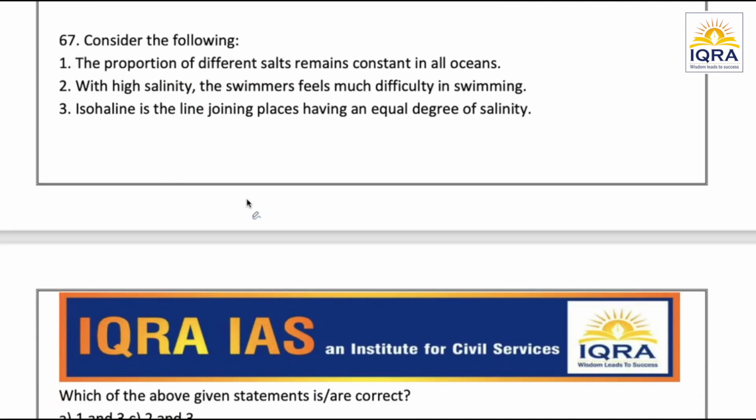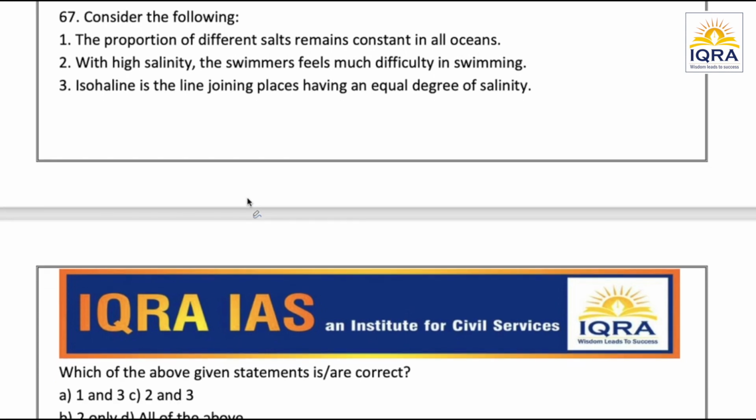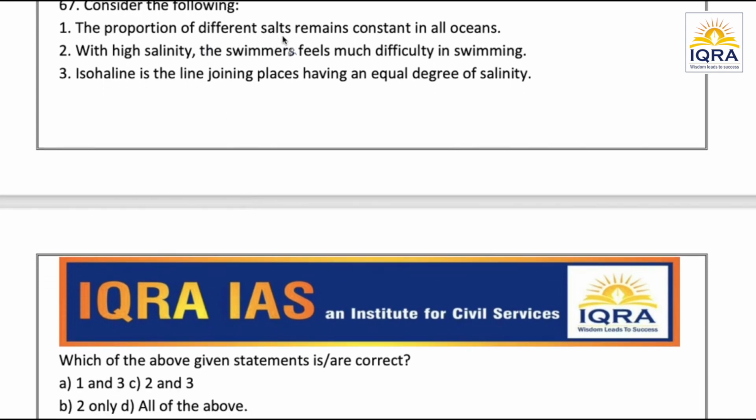Moving on to the next question. Question number 67. Consider the following. The proportion of different salt remain constant in all the oceans. Okay. Statement 2 says, with high salinity, the swimmers feel much difficulty in the swimming. This is an incorrect statement because it is much easier to swim in the salt water than in the fresh water because of the water density, of course, right?